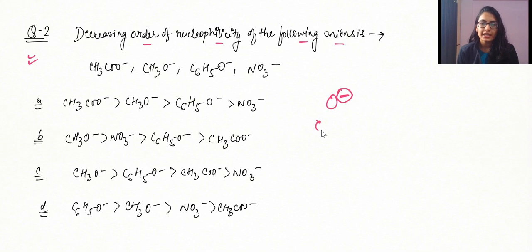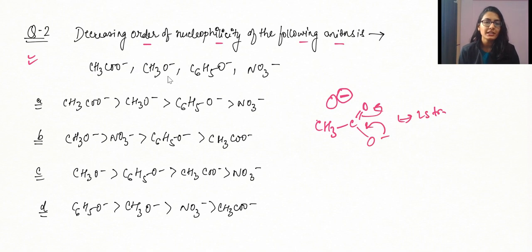In carboxylate anion, the lone pair, basically the negative charge, is delocalized and it is giving two structures. Right, the carboxylate anion is giving two structures. If we talk about methoxide anion, the oxygen is definitely, the charge is localized on oxygen, so we can say this is going to be more nucleophilic than the acetate ion.